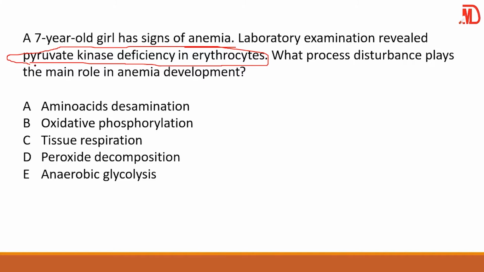So when there is pyruvate kinase deficiency, again, it tells us that we are having an anaerobic glycolysis. That means in the absence of what? Oxygen. Because aerobic glycolysis is done in the presence of oxygen, and that occurs in the mitochondria. But when there's a deficiency, it means we are having an anaerobic glycolysis.